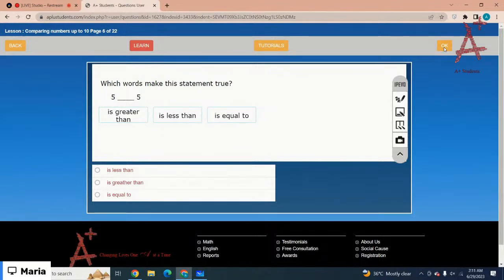Okay, the next one is which word makes the statement true? 5 and 5. So which is the correct option? Both the numbers are exactly same. That means they are equal. 5 is equal to 5.